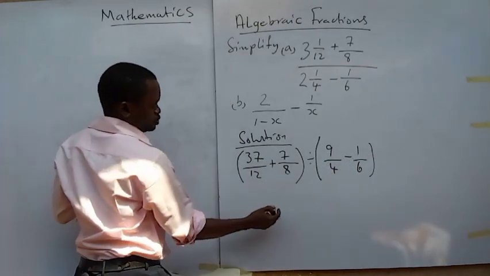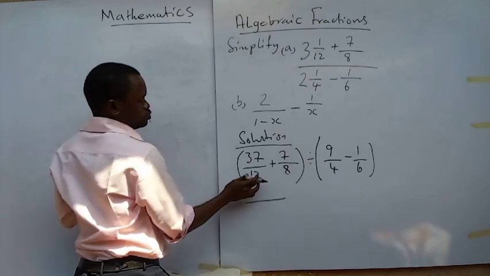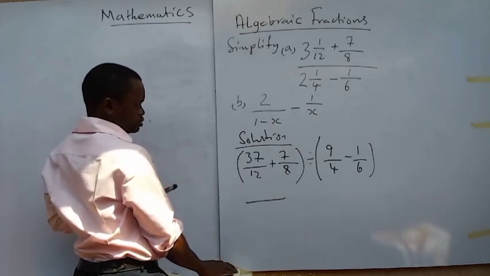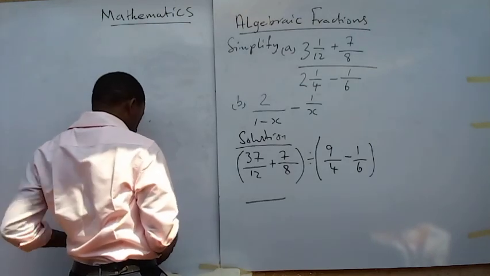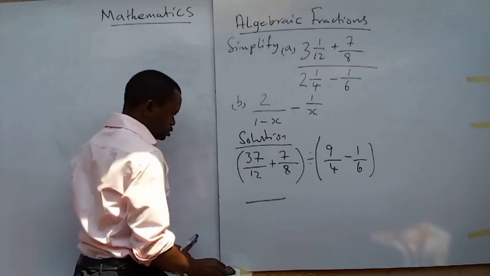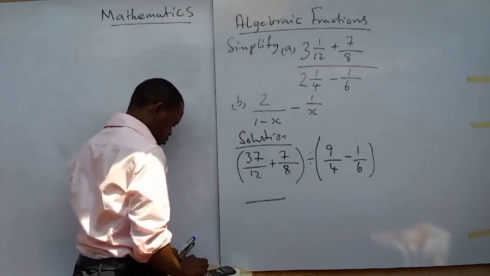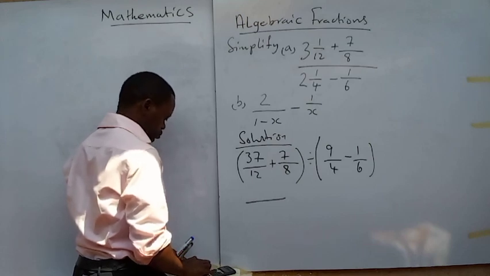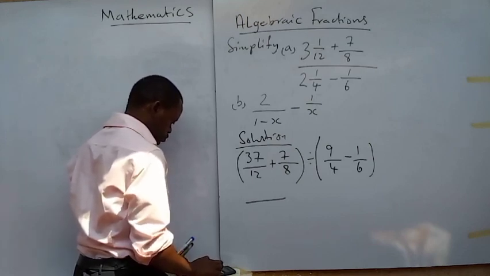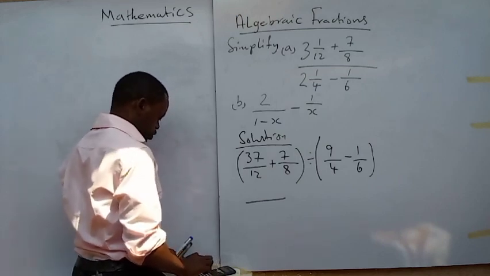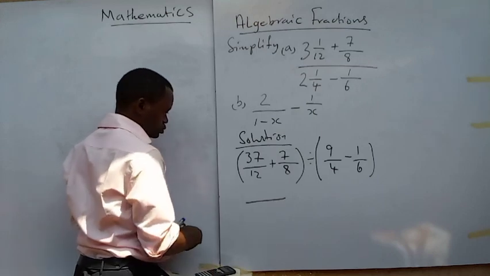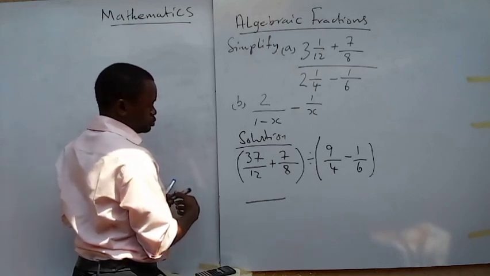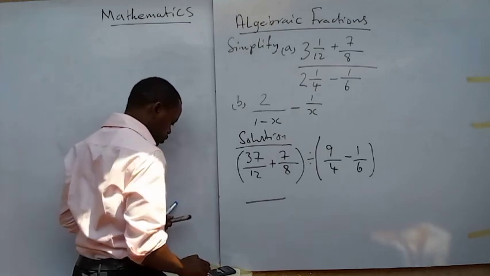I can choose to solve this bracket first by finding the LCM of the denominators. The LCM of 12 and 8 is what? What is the number that 12 can divide and 8 can also divide without a remainder? Let me check 32. 32 divided by 8 is 4. What about 32 divided by 12? Not possible. Let me check 48.